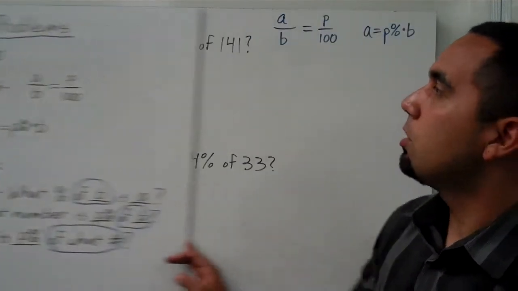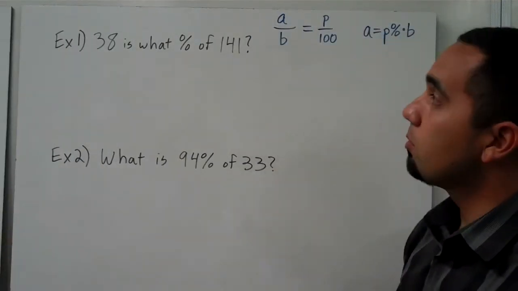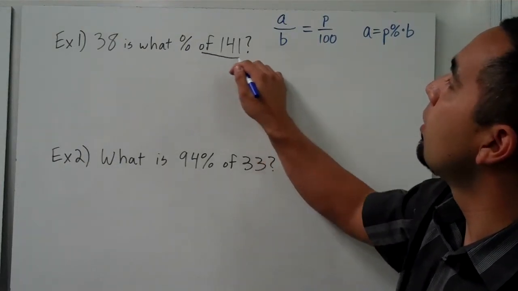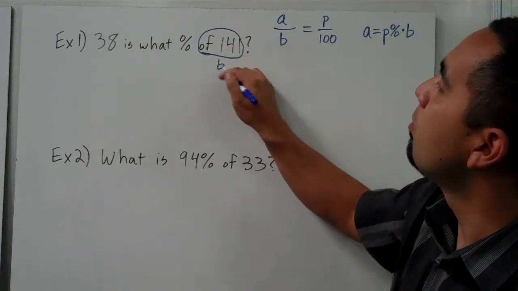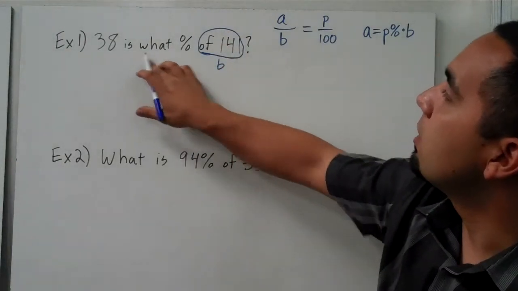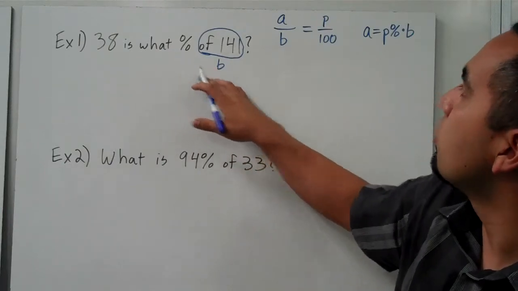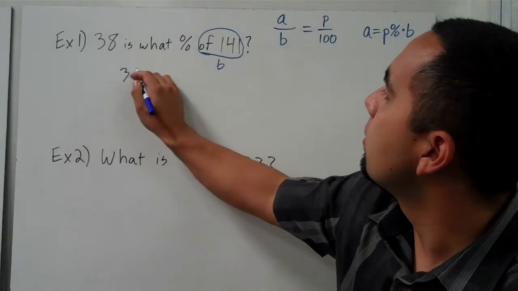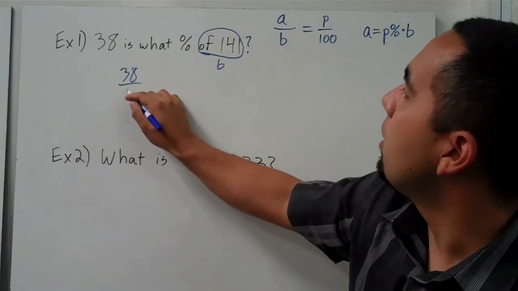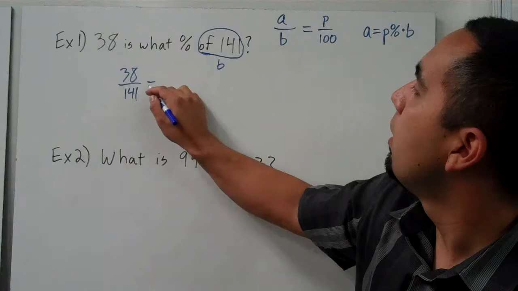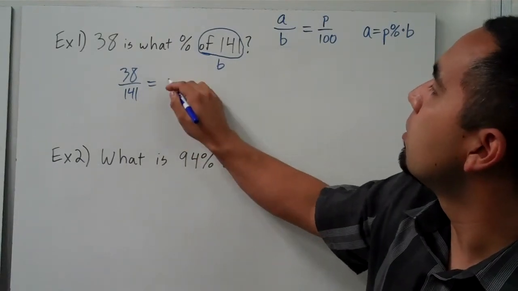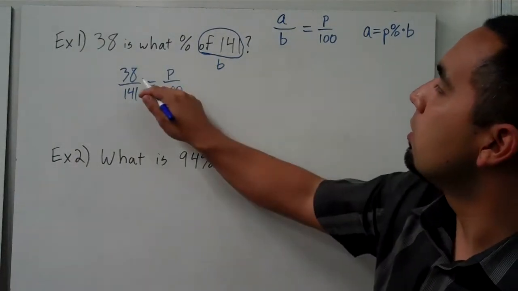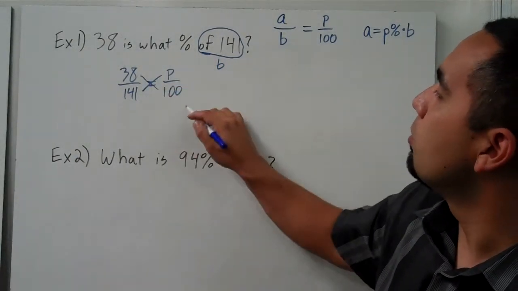Let's take a look at some problems. Let's see how we can do these. So 38 is what percentage of 141? Again, of 141, I know that is my B. And 38 is not a percentage, it says is what percent. So if I'm using this formula here, I know my A is 38, I know my B is 141, and I'm going to set that equal to the percentage of something I don't know, P, over 100. Again, this is something where we can cross multiply.